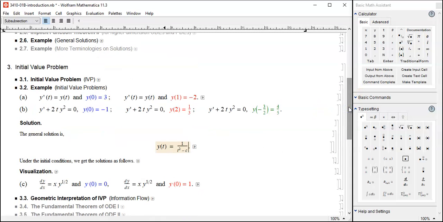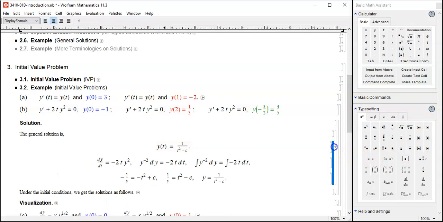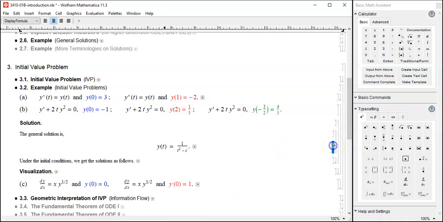Start from here. The general solution is 1 over t squared minus c. How to find this general solution, that's the topic of next week. We have a technique called separation of variables, and we can use this kind of technique to actually find it. But that's something we're going to do next week. So here's the general solution. And depending upon the c value, we have infinitely many possible solutions here.